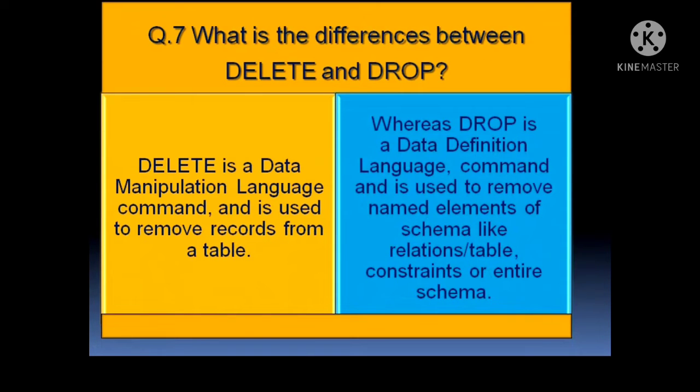Moving on to the seventh question. What is the difference between delete and drop? Delete is a data manipulation language command and it is used to remove records from a table, whereas drop is a data definition language command and it is used to remove named elements of the schema like relations, constraints or the entire schema.